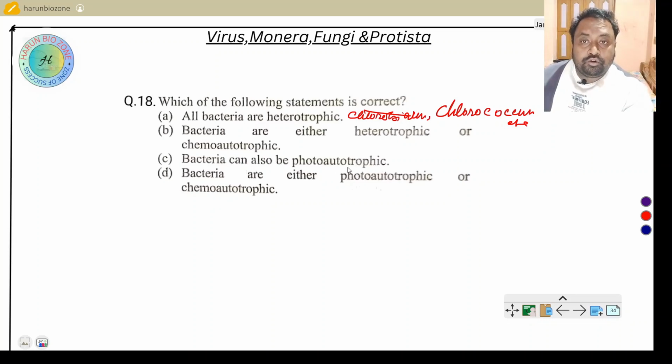Bacteria can be photoautotrophic, but not all bacteria are. What does it mean? Photo means light. Autotrophs produce their own food in the presence of light. But some bacteria, like methanobacter or sulfur bacteria, use sulfur as the source of electrons. Bacteria are either photoautotrophic or chemoautotrophic, or heterotrophic, sorry.